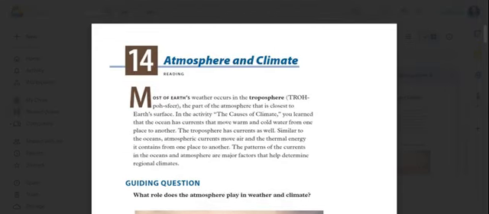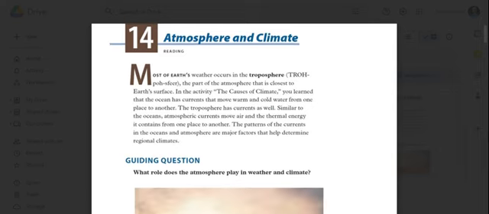Atmosphere and climate. Most of Earth's weather occurs in the troposphere, the part of the atmosphere that is closest to Earth's surface. In the activity The Causes of Climate, you learned that the ocean has currents that move warm and cold water from one place to another. The troposphere has currents as well. Similar to the oceans, atmospheric currents move air and the thermal energy it contains from one place to another. The patterns of the currents in the oceans and atmosphere are major factors that help determine regional climates.